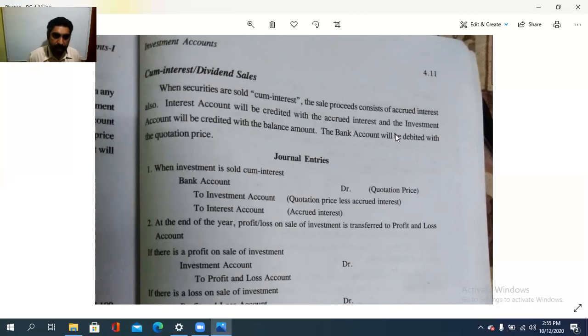The same applies for profit or loss on sale of investment, which is transferred to the profit and loss account. If there's a profit on the sale, investment account debit to profit and loss account. And if there's a loss, P&L account debit to investment account. We will look into one problem with regard to this, as a model.